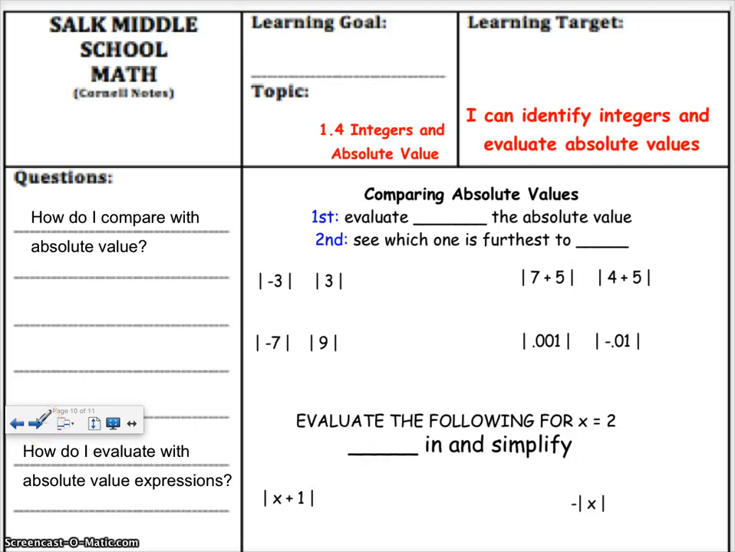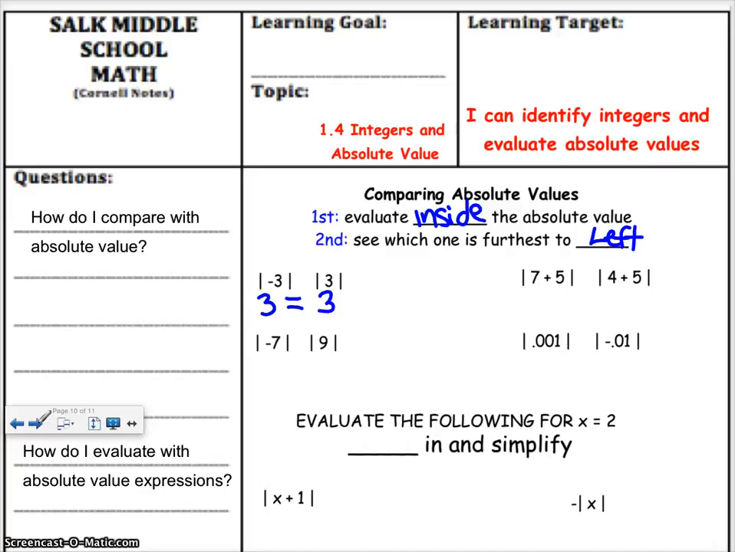All right, the last thing I want to do with absolute values with you is compare. You're going to evaluate inside the absolute value and then see which one is furthest to the left on a number line. Really, it's evaluate, see what's bigger. That's what you should do. So the absolute value of negative 3 is 3. The absolute value of positive 3 is 3. They are the same. Negative 3 is 3 away from 0. 3 is 3 away from 0.